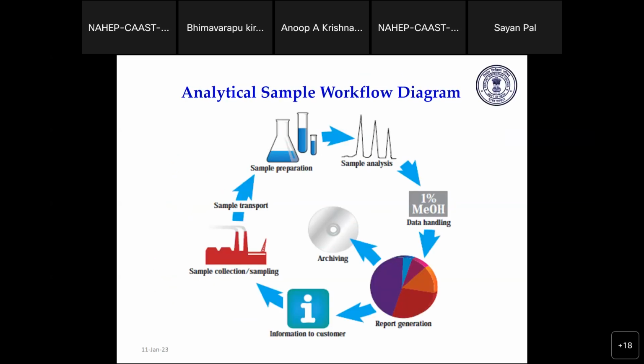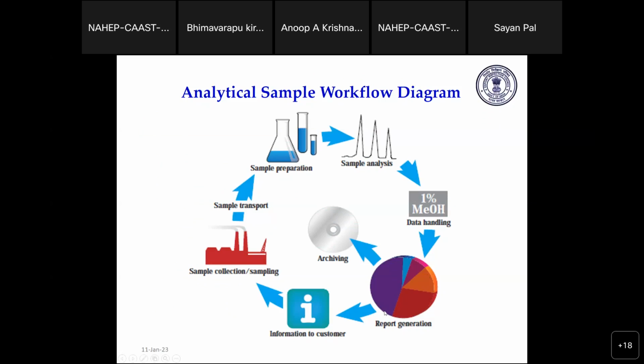Now, when it comes to the analytical workflow diagram, this is how it happens. The cycle starts with sampling. Then the sample is transported to a lab. Then we do the sample preparation. Then we do the analysis. Then we have a process of data handling. And after the data is processed, we come out with a decision.